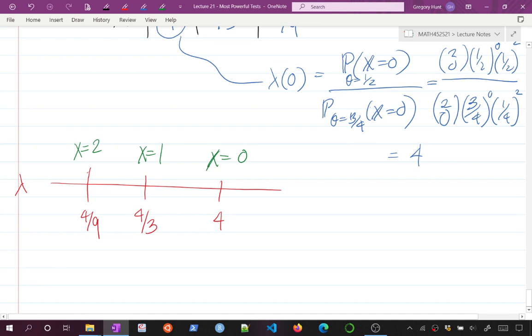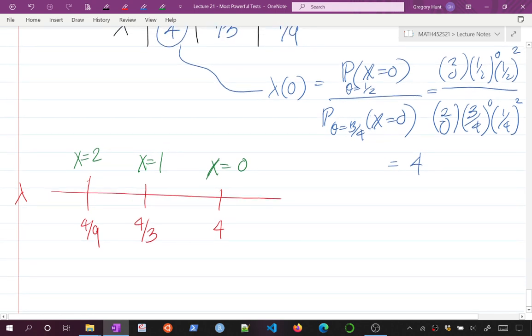And depending on where I set my threshold, for example, if x is 0, so I flip 2 coins and I get both tails, do I think my theta is 1/2 or 3/4? Probably more likely to be 1/2. Maybe. What if I get 1 head? 1/2 or 3/4? Well, it depends on where I set my threshold for my LRT. What if both of my tosses are heads? Is it more likely that the probability is 1/2 or 3/4? Depends on where I set my threshold. Probably in that case, you would say it's more likely to be 3/4.